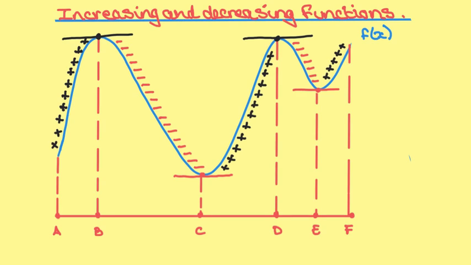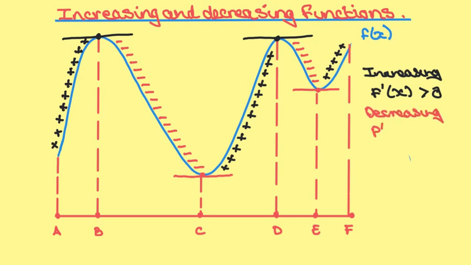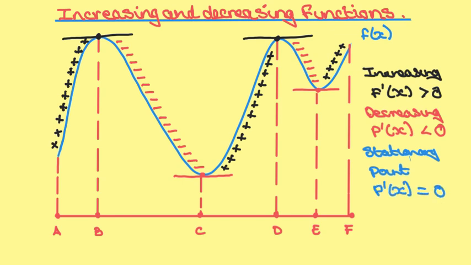We can say we have an increasing function when f dash of x is greater than 0. We have a decreasing function when f dash of x is less than 0, and we have a stationary point when f dash of x equals 0.